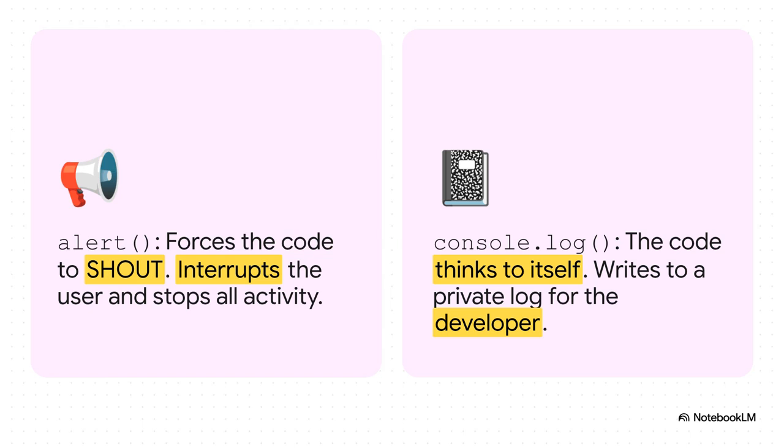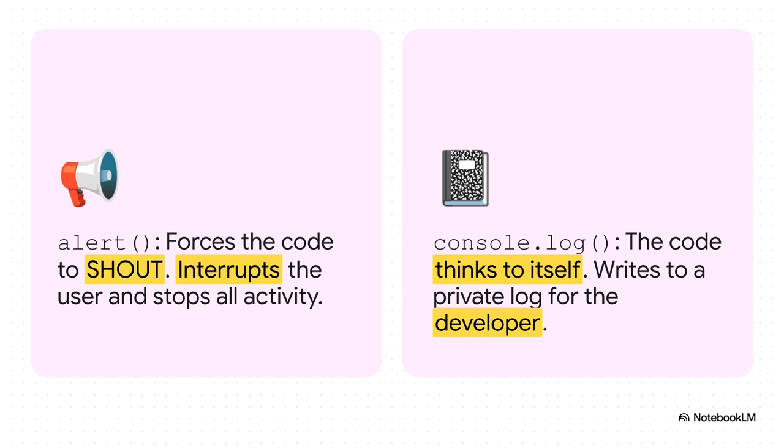So how does our code talk to us? Well, there's the rude, obnoxious way, alert. This is like the brain hijacking the entire body just to shout a message at the user in a pop-up box. It freezes everything, it's super annoying, you almost never see it in real projects.